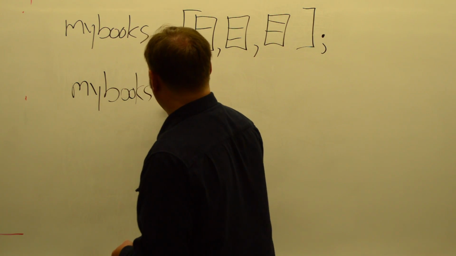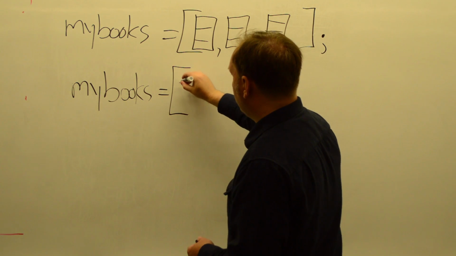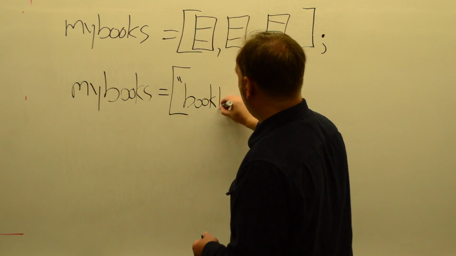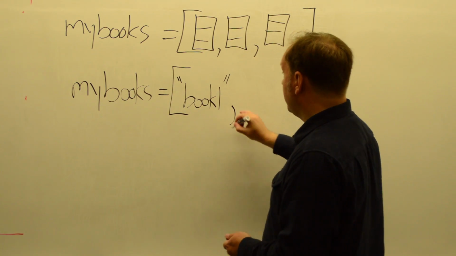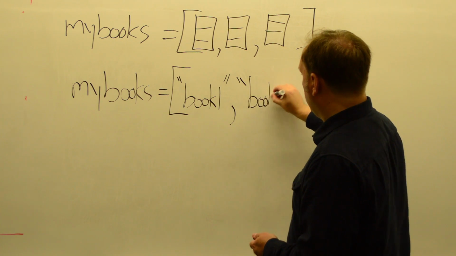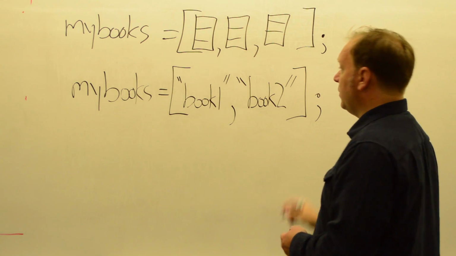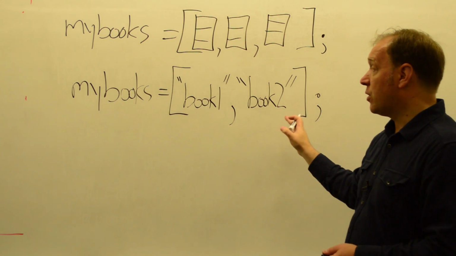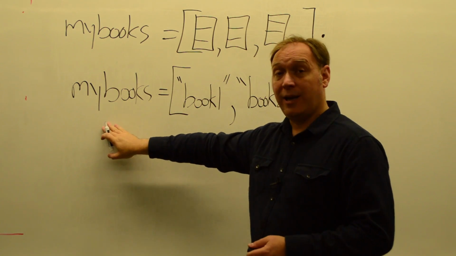My books equals square bracket, and we'll just say book 1. I'm putting it in quotes because it's a string value, separated by a comma. Book 2, I'm just going to put 2 in there, end it with a semicolon. So now we've got an array of our books in order on our bookshelf, all referenced by one variable name.